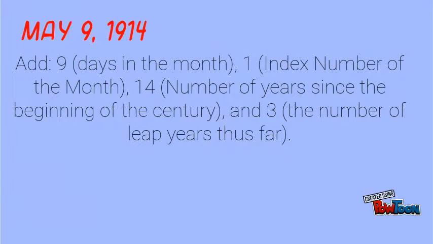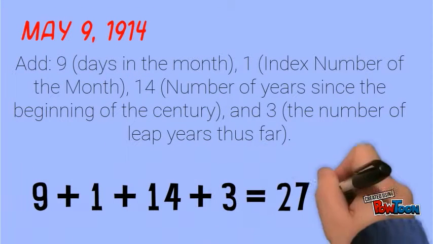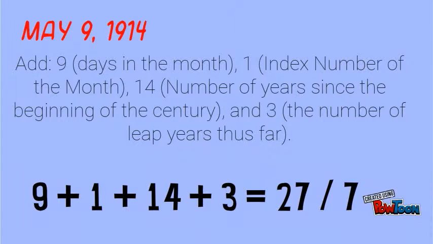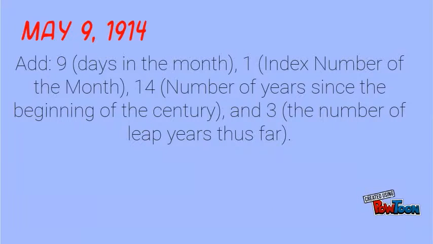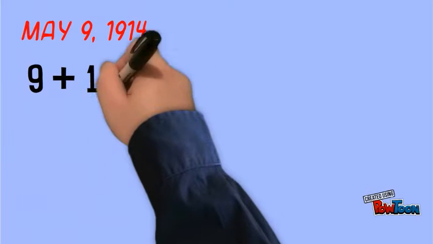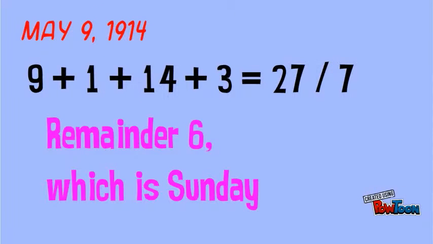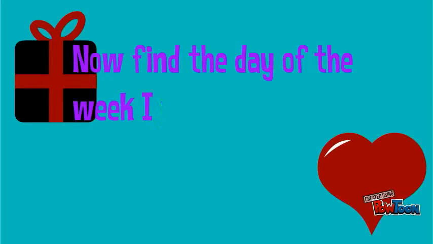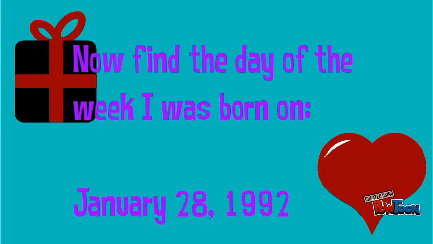For May 9th, 1914, add 9, days in the month, 1, index number of the month, 14, number of years since the beginning of the century, and 3, the number of leap years thus far. And we get remainder 6, which means this day happened on a Sunday. Now find the day of the week I was born. January 28th, 1992.